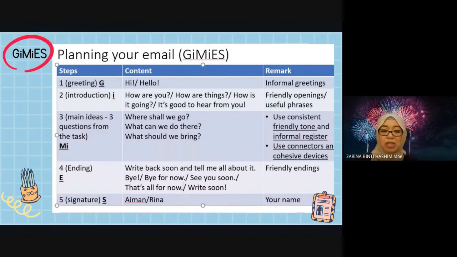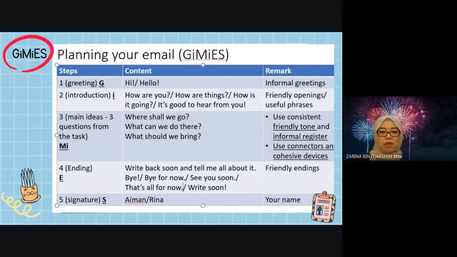Now we go to the third step. When you start writing, you write the greeting, then the introduction, and then the third thing is the main ideas, or MI. MI stands for main ideas. So 3 main ideas or 3 questions from the task. What are the 3 questions? Just now, remember: where shall we go? What can we do there? And what should we bring? These are the 3 questions that we should answer as our main ideas.